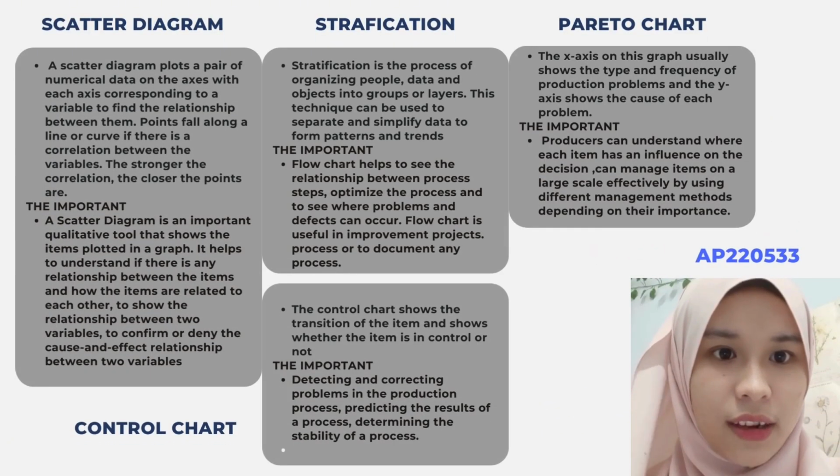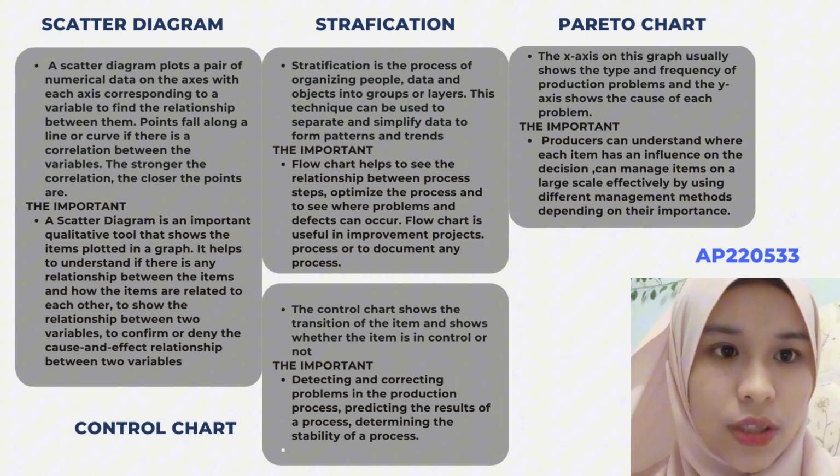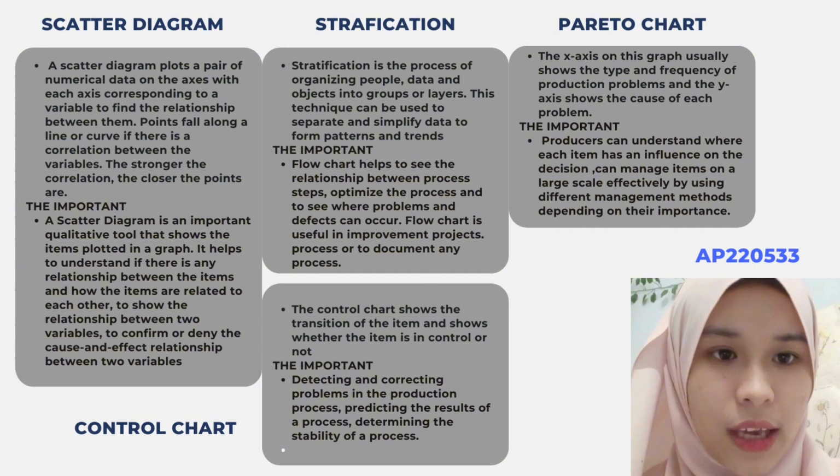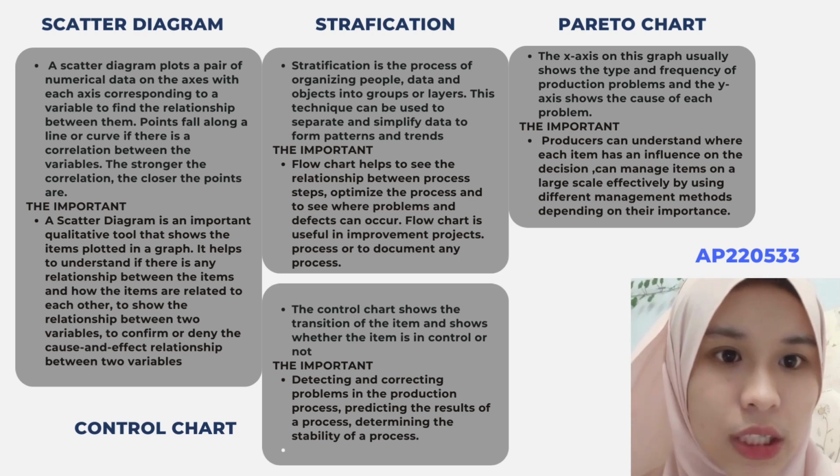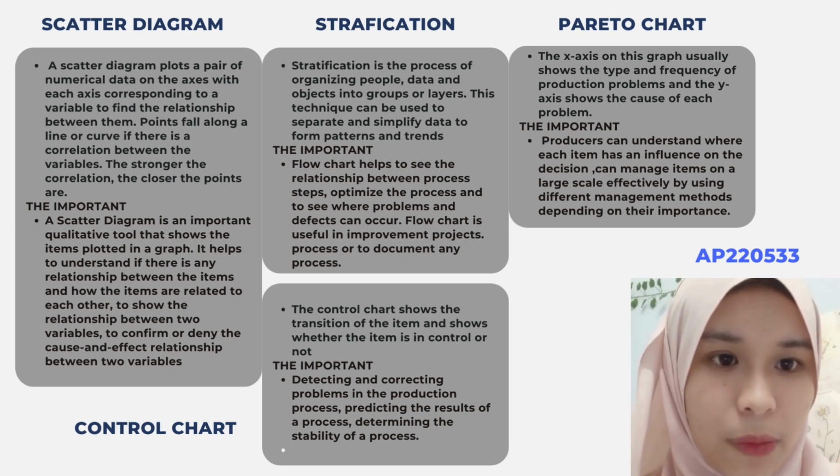Scatter diagram. A scatter diagram plots a pair of numerical data on the axes, with each axis corresponding to a variable to find the relationship between them. The points fall along a line or curve if there is a correlation between the variables. The stronger the correlation, the closer the points are.